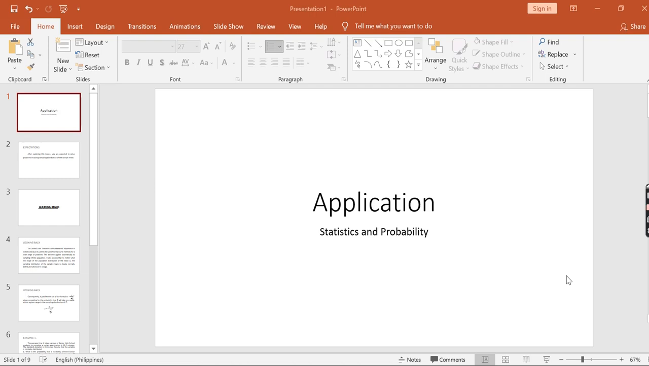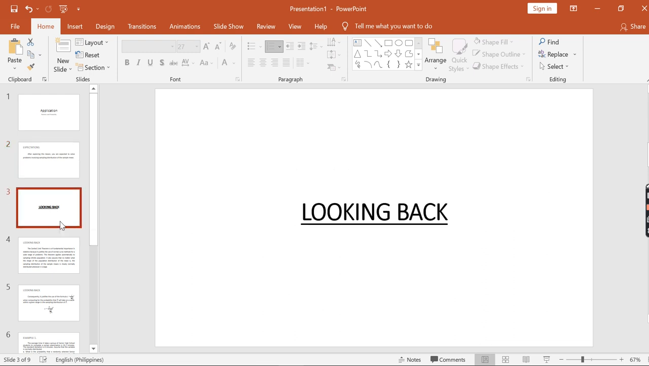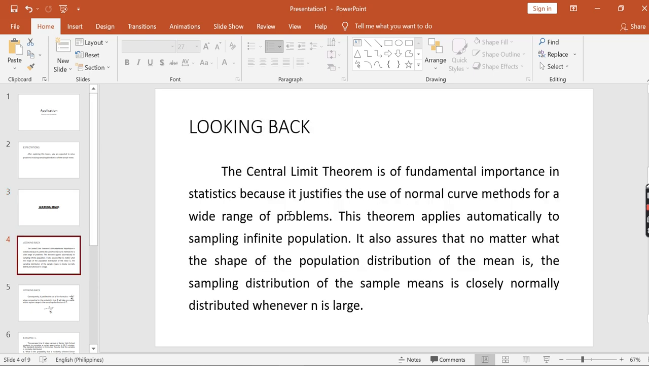Okay, so this time we will go with the application of the lessons that you learned previously. In this video, you are expected to solve problems involving the sampling distribution of the sample mean. We will be applying it on real world problems. So before proceeding, let's look back on some ideas or concepts connected to this lesson.